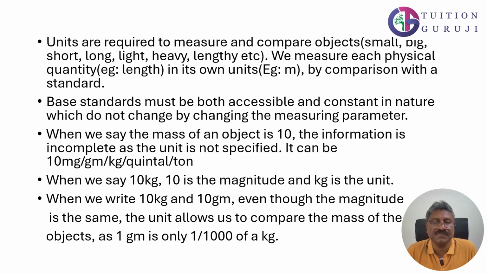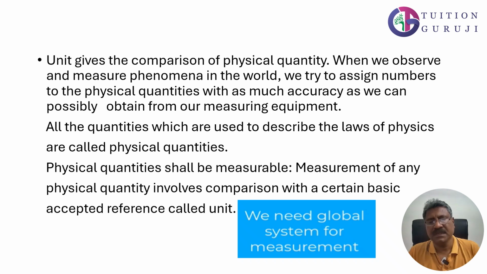When we write 10 kilogram and 10 gram, even though the magnitude is the same, 10 in both cases, the units are changing. One is kilogram, one is gram, and we know that 1 gram is 1/1000 of a kilogram. Units give us the facility to compare physical quantities.